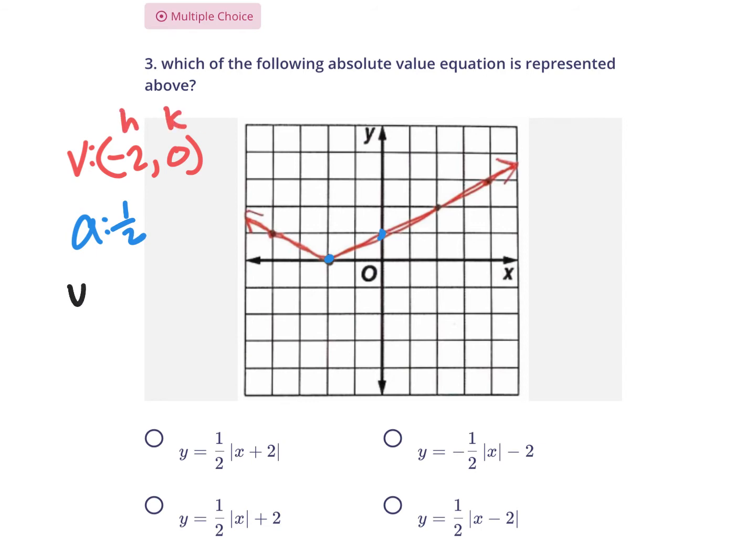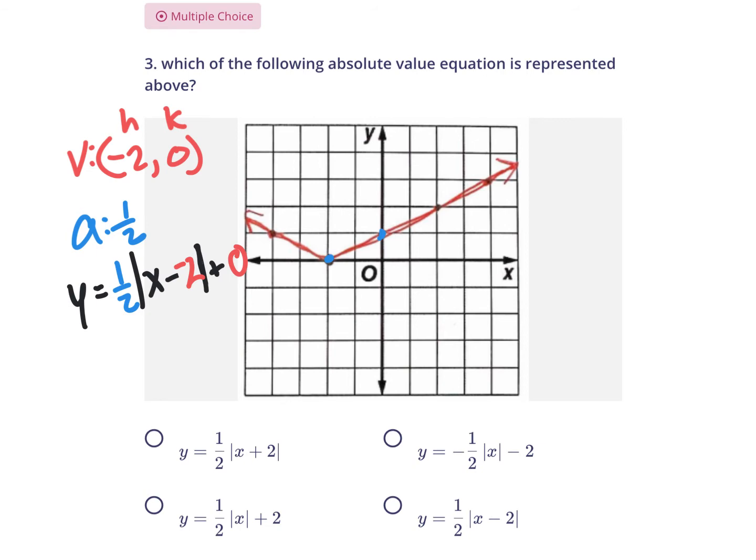So when we plug it into y equals a absolute value of x minus h, close absolute value, plus k, we'll be able to get our equation. So we could easily erase the a value of 1/2, erase the h, erase the k, and just plug them right in there, right? Maybe I shouldn't have erased. It got kind of ugly. So the a value is 1/2, the h value is -2, and the k value is 0.